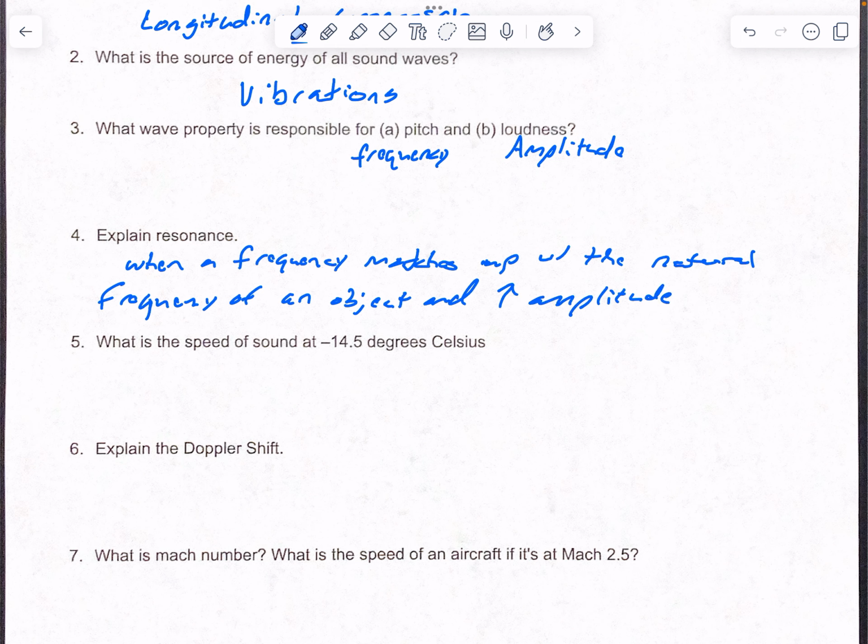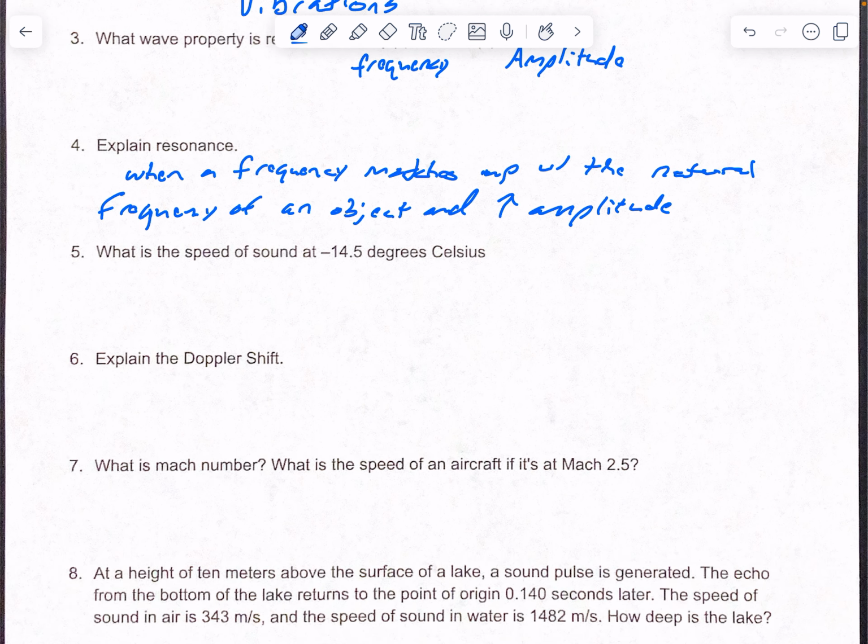Like an opera singer and a glass: when the opera singer starts singing, that glass will start vibrating at its own natural frequency. Now, if she can match that frequency perfectly, so that the frequency coming out of her mouth is the same frequency the glass is vibrating at, they'll meet up and the amplitude will increase. And if it's too much, then the glass breaks. That's how that works.